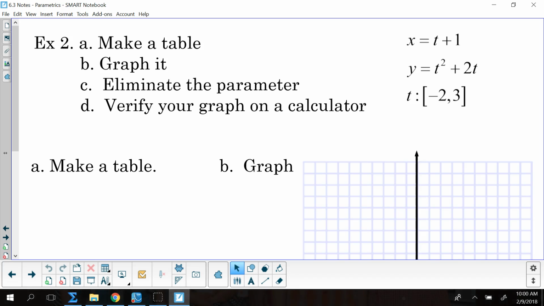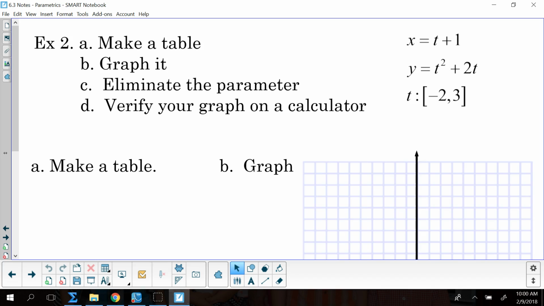Okay, so here is a parametric equation. X is equal to t plus 1, and y is equal to t squared plus 2t. I want to graph it over values of t from -2 to +3. What I would like us to do in this example is make a table so that we get more practice at making the table. I want us to graph it by hand. I want us to then eliminate the parameter by hand, and I want us to verify the graph on a graphing calculator. I think we can handle those 4 tasks right now.